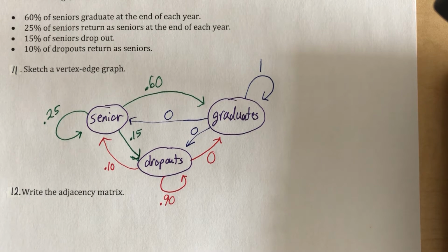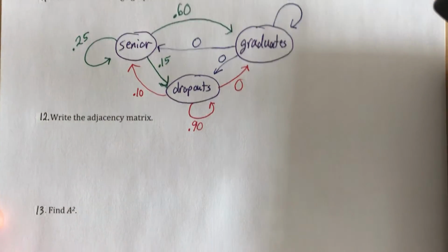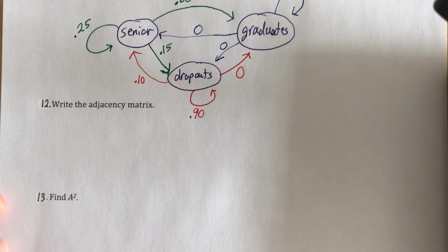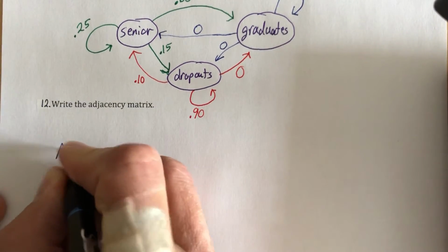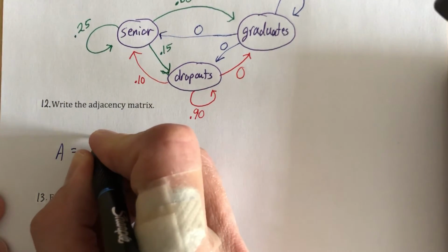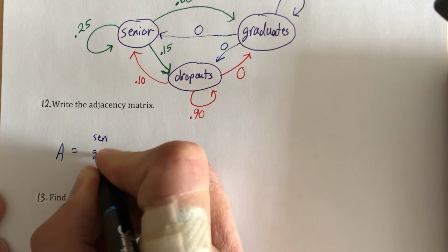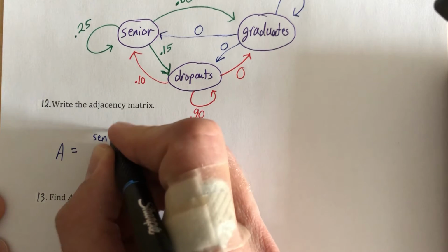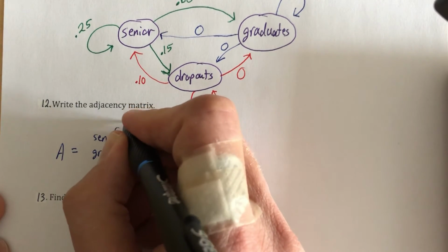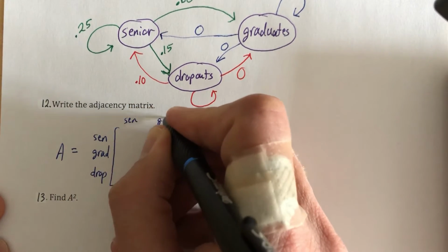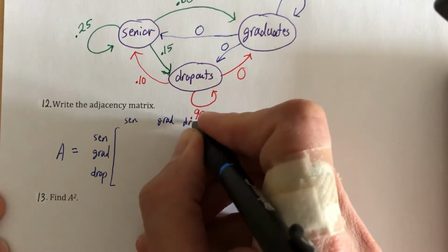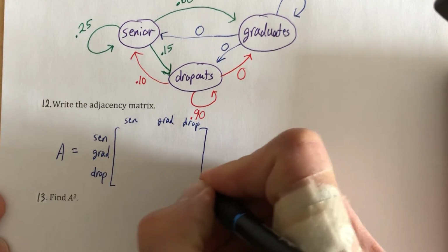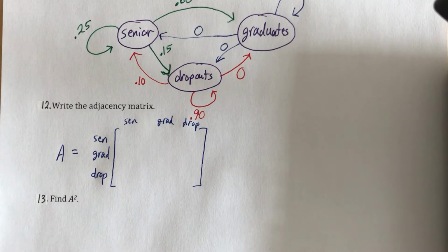All right, let's write the adjacency matrix, and I'll use blue because I feel like it. And we're going to call it A. They didn't tell us to, but eventually we'll need that. So A is, all right, we have three things. We could be a senior, we could be a graduate, or we could be a dropout. Don't be that one. And then we have senior, graduate, or dropout. I'm running out of space here, but we're going to just put the appropriate numbers in the appropriate place.